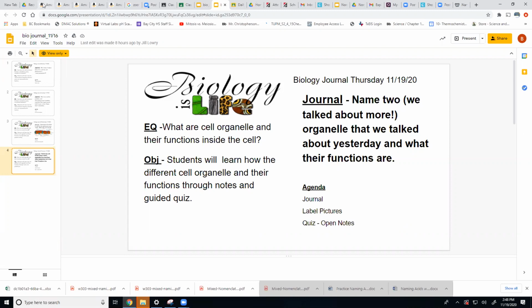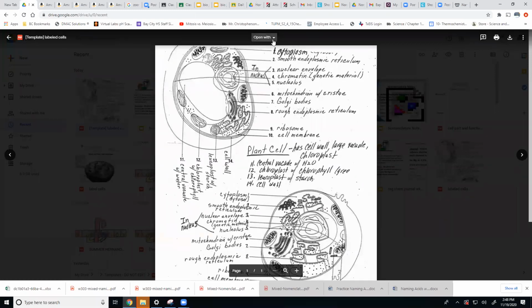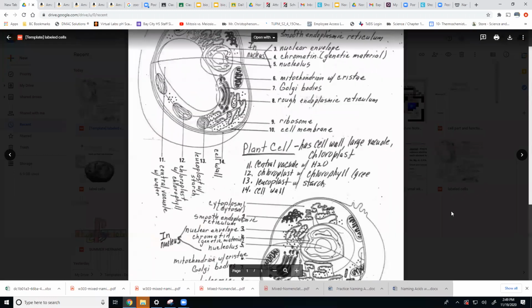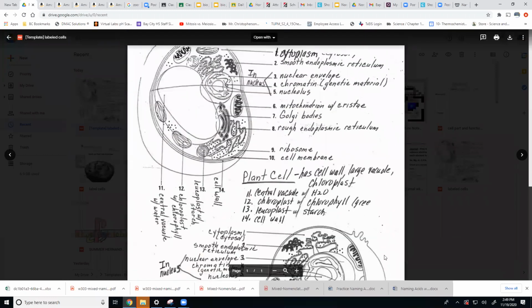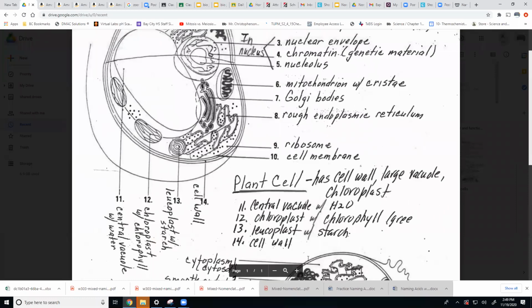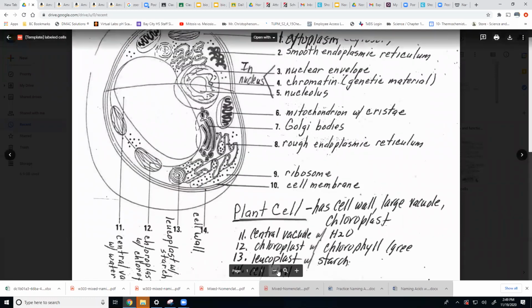So the first thing that we're going to do is we're going to label the pictures. It's the pictures of the two cells that are in your notes. Let's see. Oh, no, this is it. So I'll kind of get adjusted. We can do the top cell first. Take it down just a little bit more.